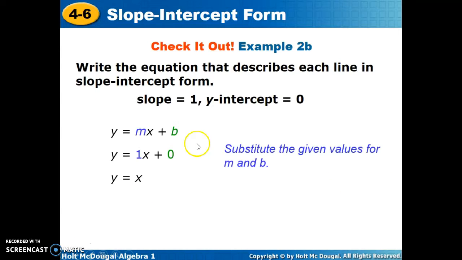We know that in this case a slope of 1 indicates 1x, and we don't have to write that. That's understood, and the plus 0 does not have to be written. This is our parent function in the linear form.